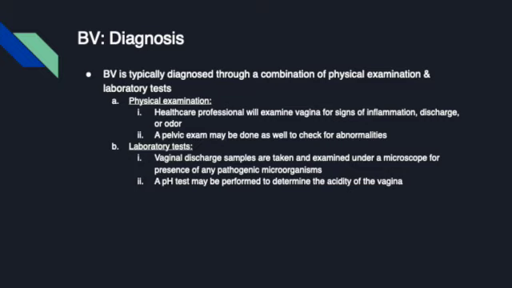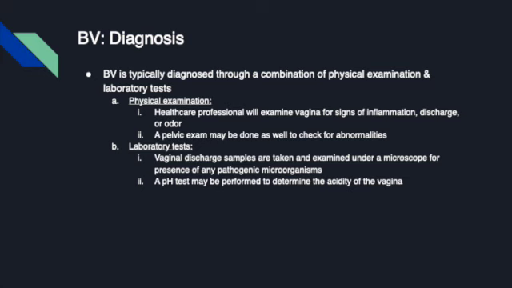During the physical exam, a healthcare provider will examine the vagina for any signs of inflammation, discharge, or odor. They may also perform a pelvic exam to check for any abnormalities. Laboratory tests can include a sample of vaginal discharge, which is examined under a microscope to look for the presence of certain bacteria associated with BV, whether that be the aerobic or anaerobic bacteria present. Additionally, a pH test may be performed to check the acidity of the vagina, since BV can cause a decrease in pH. Now let's dive into the epidemiology of bacterial vaginosis.